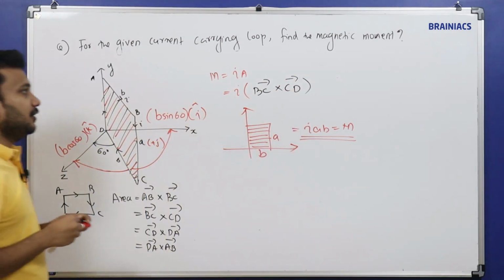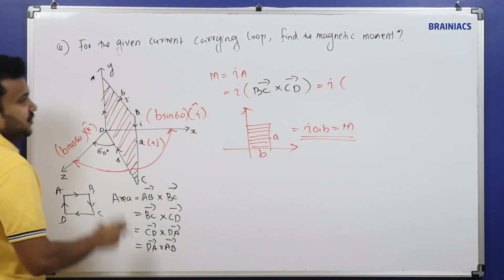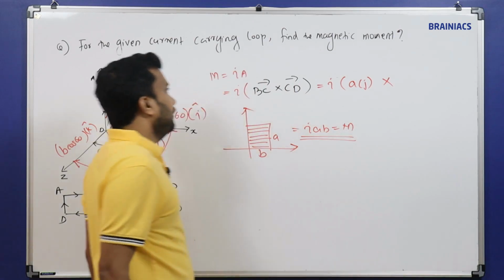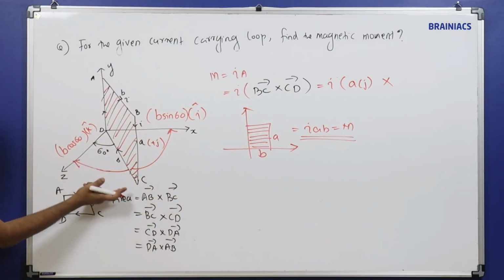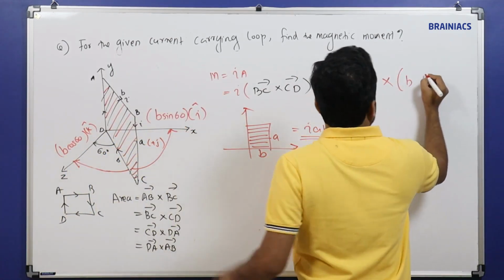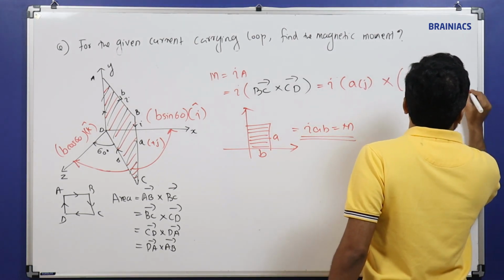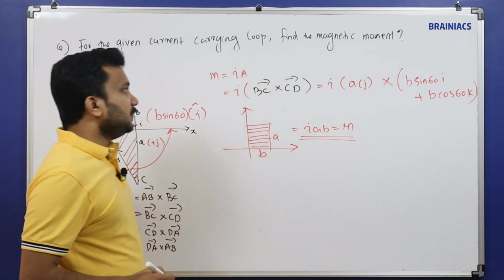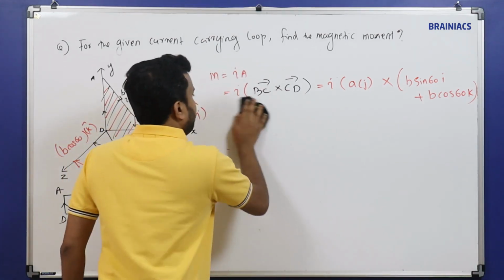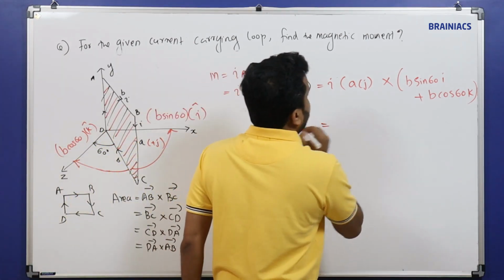Now we will substitute all the values. Current into what is BC? BC means A J, so A in the J direction, cross product with the next one, CD. CD has two components: B sine 60 i plus B cos 60 k. Next, we have to do the cross product.